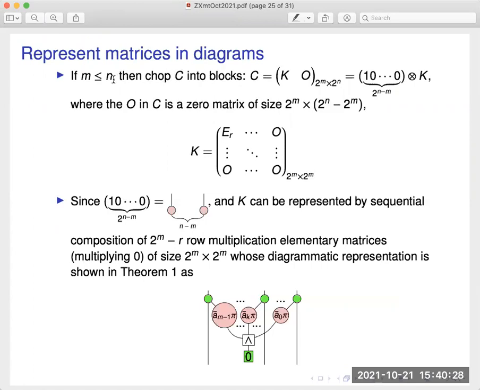The idea is simple. It depends on the shape of the standard form. If m is less than or equal to n, then we chop the standard form into blocks, right? First is K, a square matrix of size 2^m times 2^m, and all the others are just 0. So we chop C into blocks. Then what do we get? We actually get this tensor product.